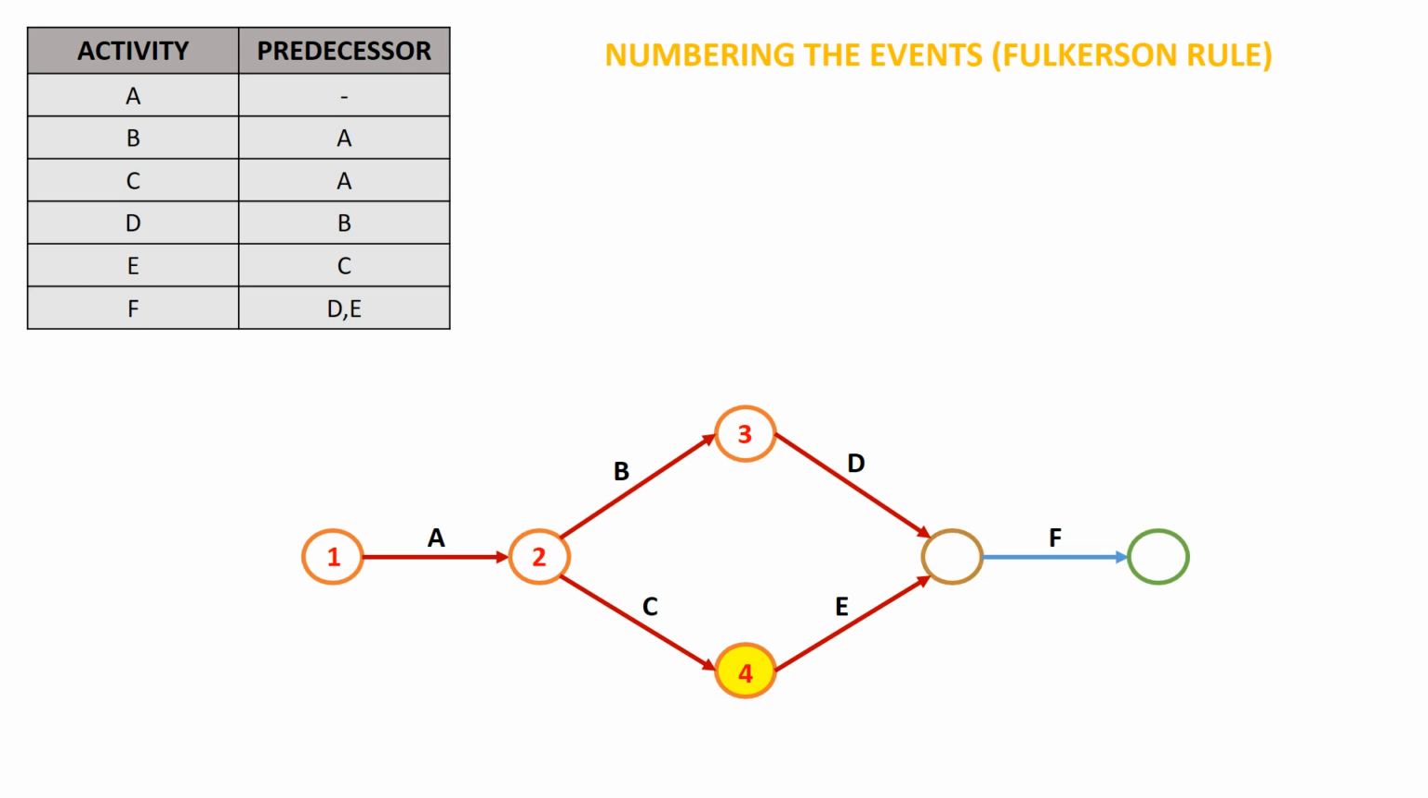Now we can number our next event, which will be event number 5. After completion of event 4, now we will move on to event 5. From event 5, we have only one activity that is starting, which is activity F. Now we will trace activity F, and we have reached the last event, which can be numbered as event number 6. And this is how we number the events for the given network using the Fulkerson rule.